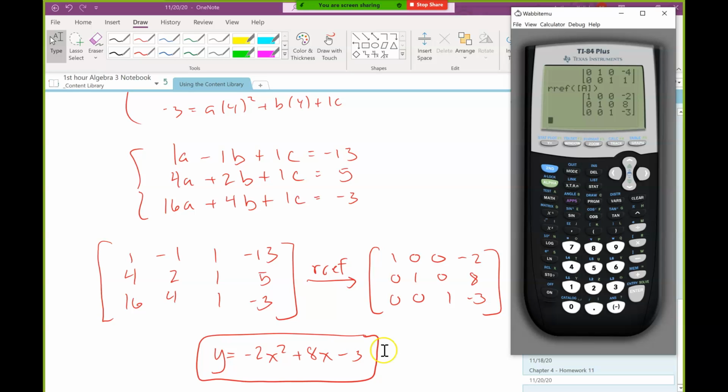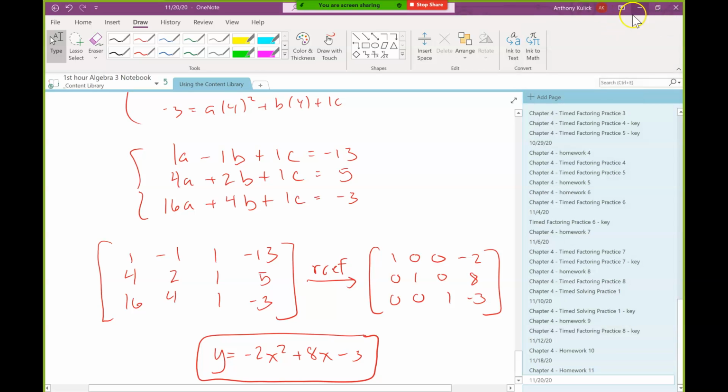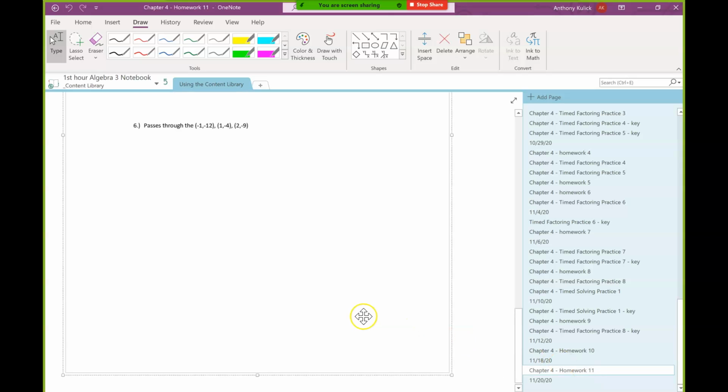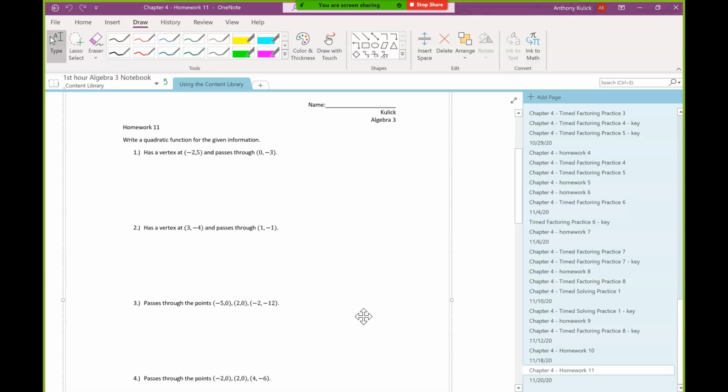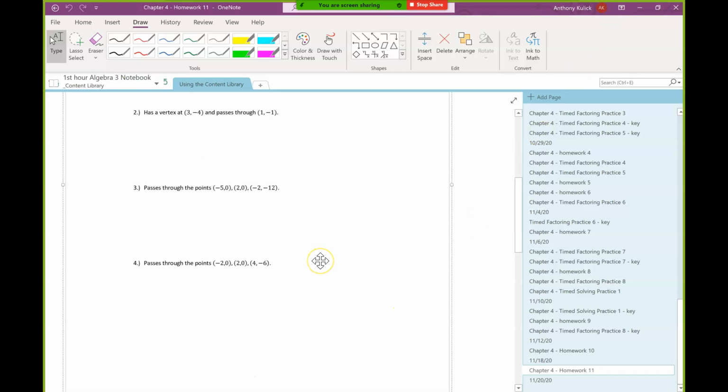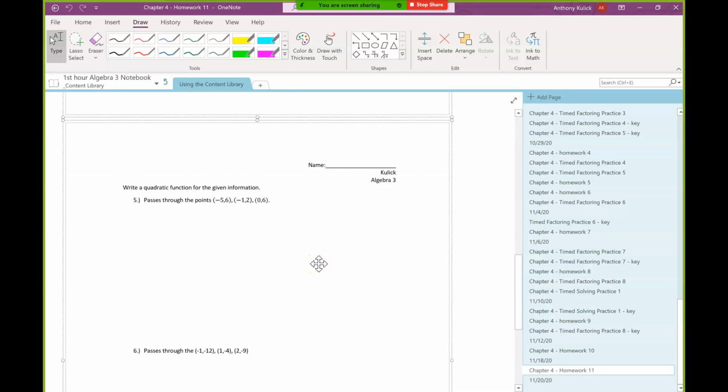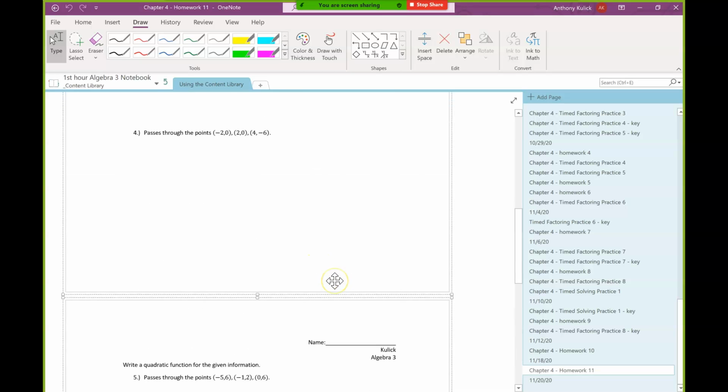Very good. So this is all I needed to do today for you guys. So I'm going to dismiss you in just a moment. But before I do that, I want to point out that I have added a homework 11 that's practicing these skills to the content library on OneNote. There's just 6 problems where I ask you to do this.